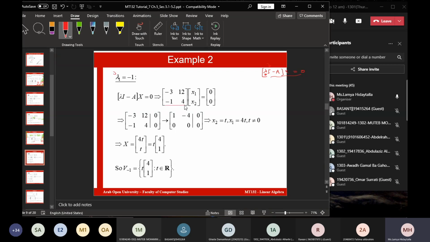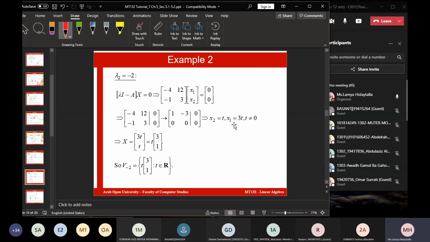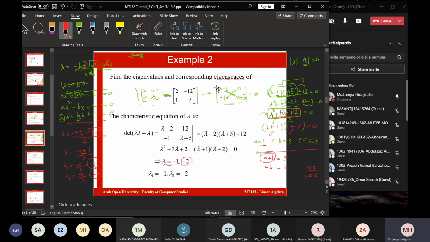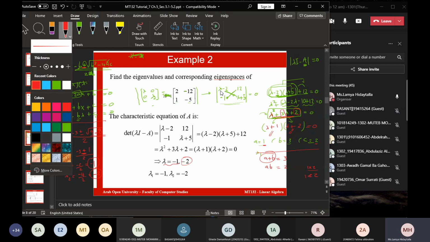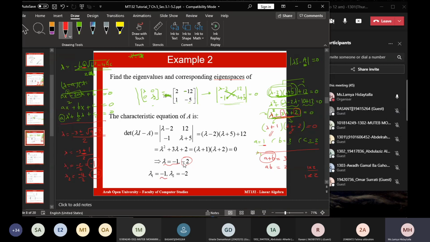So we substitute here. The first time we substitute with minus 1, so take the minus 1. So minus 1, minus 2, this is minus 3, and this is 12, and this is minus 1. And then here, I'm substituting with minus 1, so minus 1 plus 5, this is 4. Correct?